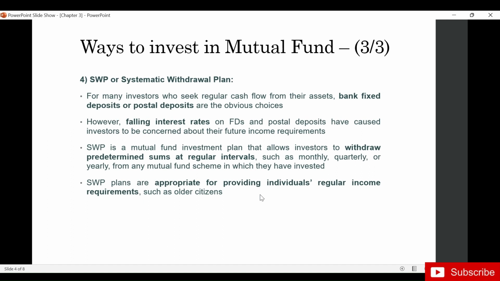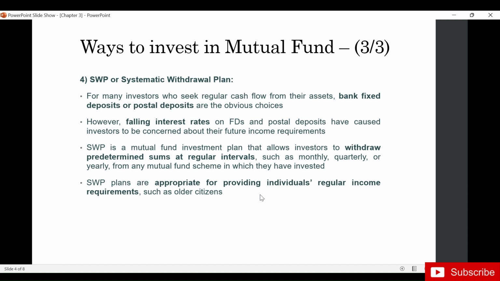Now we come to the fourth way of investing in a mutual fund, which is SWP, or systematic withdrawal plan. A lot of investors want regular cash flow from their assets, and usually these people invest in bank FDs and postal deposits with the post office. But what has happened recently is that the interest rates on FDs and bank and post office deposits are falling consistently, which has caused these investors to be concerned about their future income requirements.